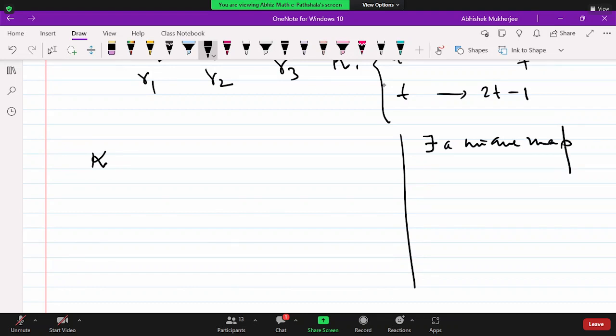Suppose let's call it psi from any closed interval AB to CD. And you can find out the formula of this map easily, right? So that's an exercise.